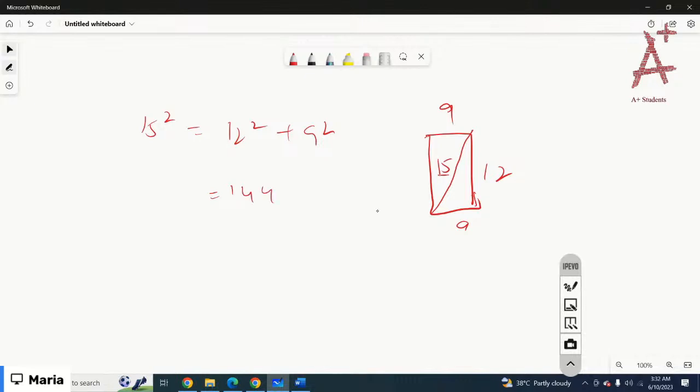So 12 square is 144 and 9 square is 81. Let me just add and see if both sides are exactly equal. Yes, 15 square is 225, and when you add them, they make 225. That means the floor they are making is exactly a right angle triangle. Got it?